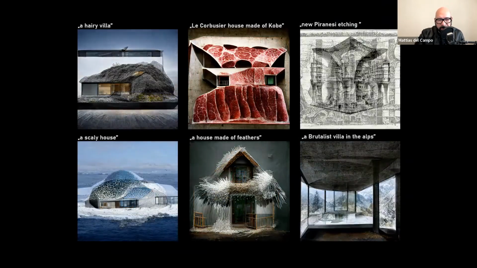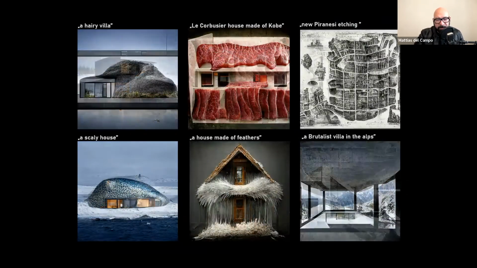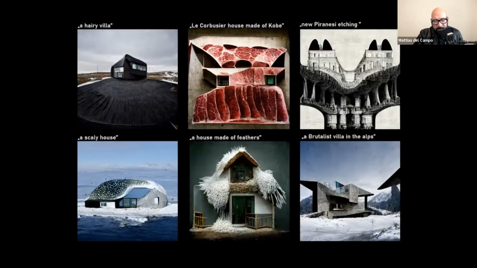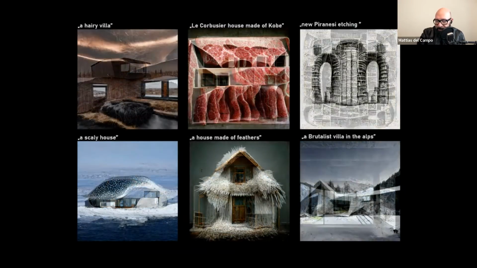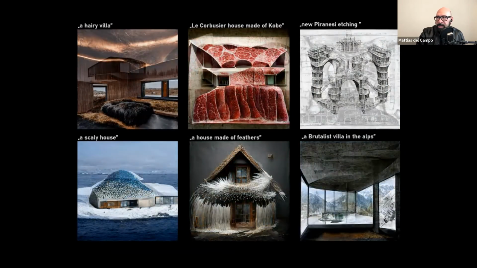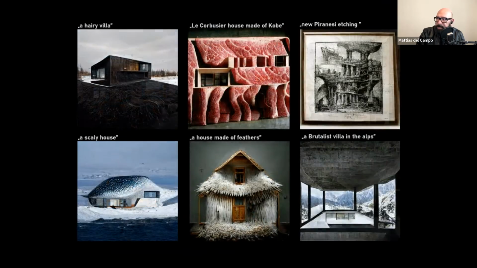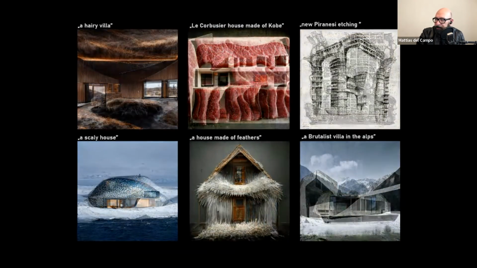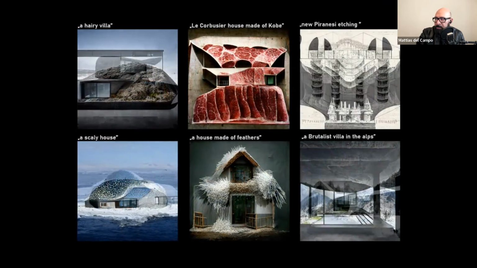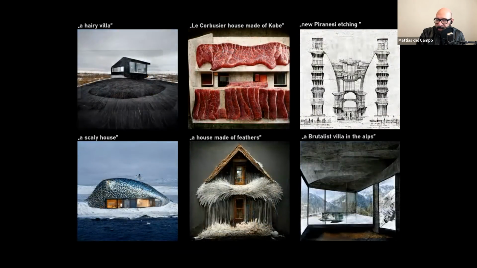So in the early days of Midjourney, I really experimented a lot with this combination of, let's say, some sort of surreal or strange element and something that is very common and normal for us. So doing things like a hairy villa, a Le Corbusier house made of Kobe beef, a new Piranesi etching, a scaly house, a house made of feathers, a brutalist villa in the Alps.